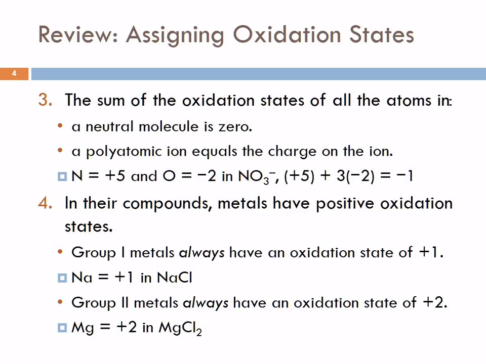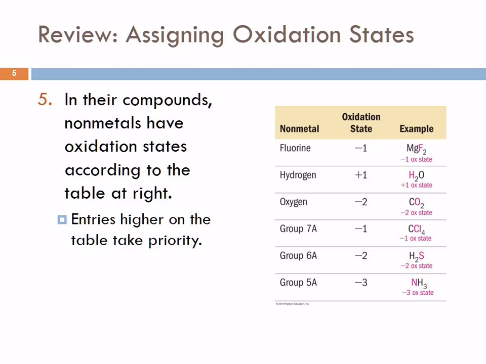So a lot of times oxidation state and charge are the same, but it's important to remember that oxidation state is not the same as ionic charge. In compounds, metals are always going to have positive oxidation states. Group 1 is going to be +1, group 2 is going to be +2. So those are pretty easy to remember.